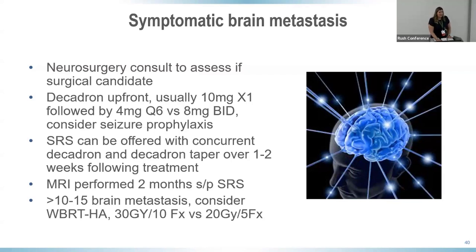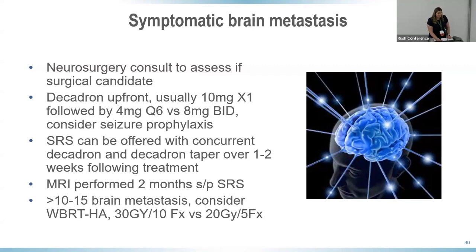We will give Decadron up front. Typically in our institution, we give a 10 milligram dose times 1, and then we figure out a pattern, 4 milligrams Q6 versus 8 milligrams twice a day. And we want to consider some seizure prophylaxis, especially if you have a metastasis in the temporal location.